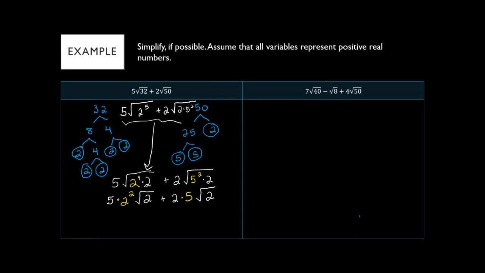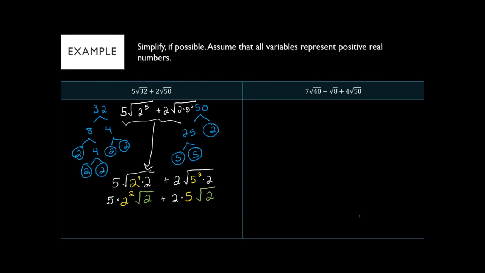And now, never mind what the numbers are in front. What's important is that now we have like terms. So by simplifying these, they both ended up having a square root of 2. So now these are like terms. So now I can combine them.